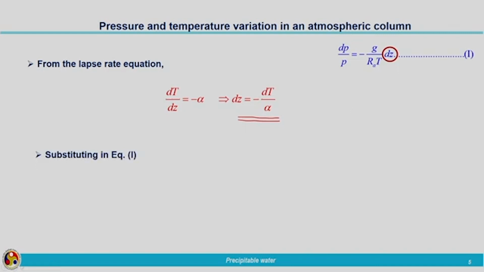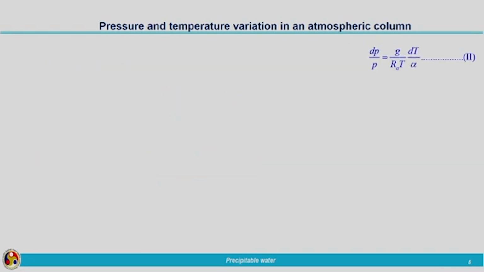So, equation 1 will take the form dP by P is equal to, here also minus is there, and equation 1 also contains a negative sign. So, it will be positive. So, we will get dP by P as g by RA T dT by alpha. This is our expression for dP by P. We can see on the left hand side we have the pressure and on the right hand side we have the temperature. Let this equation be number 2.